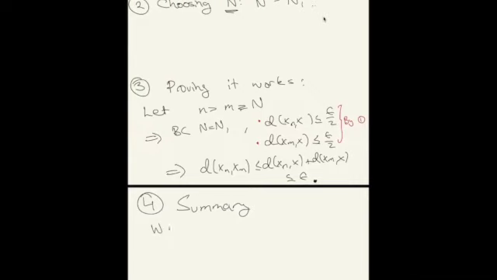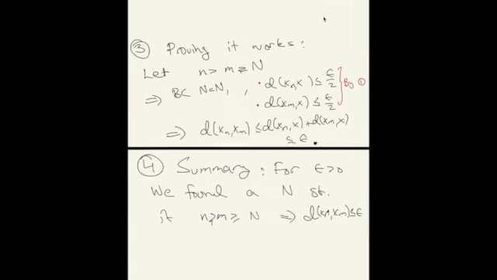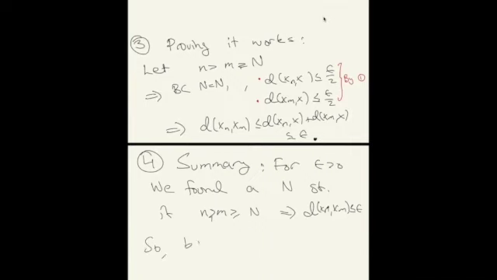So we found a capital N such that if m is greater than or equal to n, which is greater than or equal to N, then the distance from xn to xm is at most epsilon. And we did this for every epsilon positive. So by definition, xn is Cauchy.